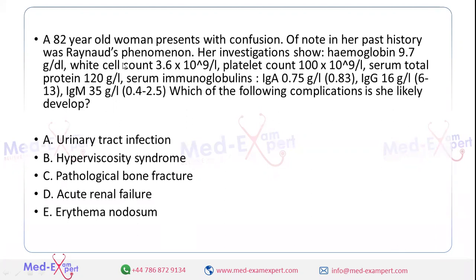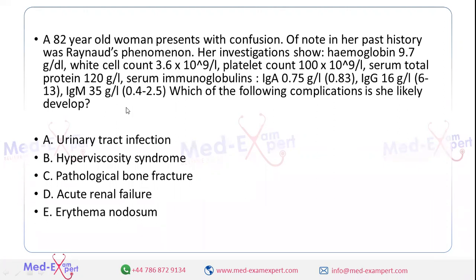So this is another question, about an 82-year-old woman who is presenting with confusion. Of note, in her past history, there's Raynaud phenomena. So some autoimmune phenomena is going on. HB is 9.7, white cell count is 3,600, platelet is 1 lakh, total protein is 120, immunoglobulin IgA is normal, IgG is again slightly higher, IgM is very high.